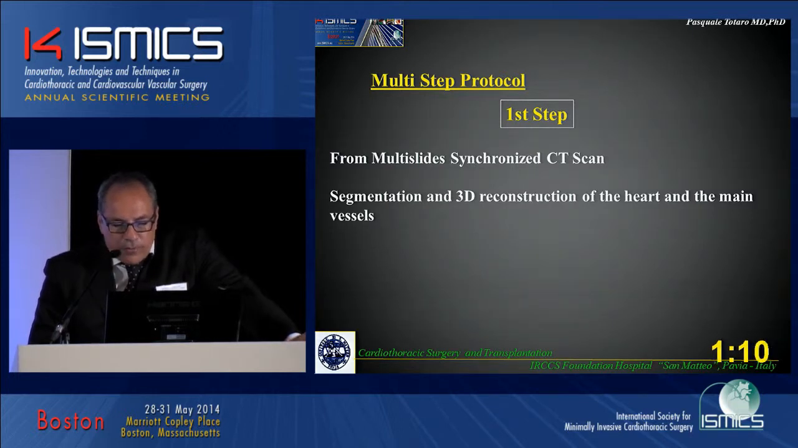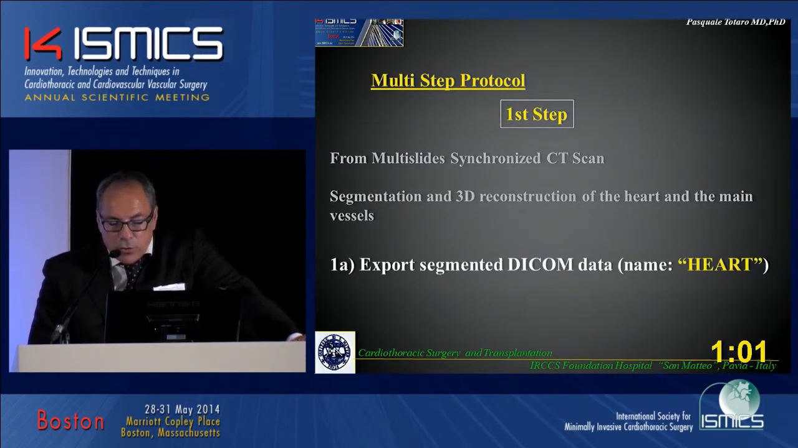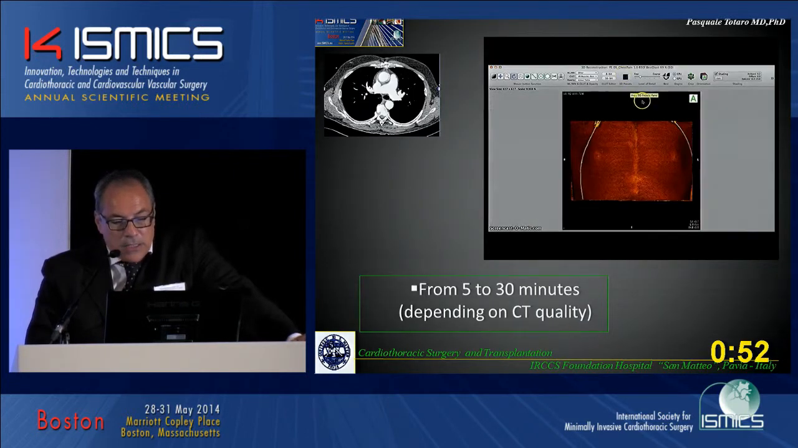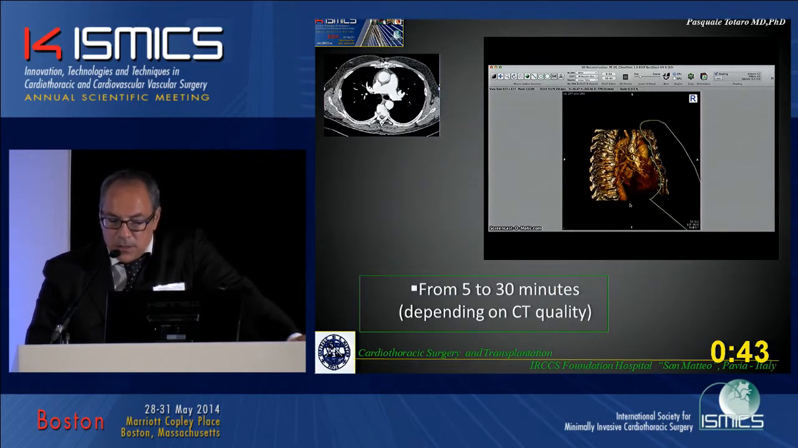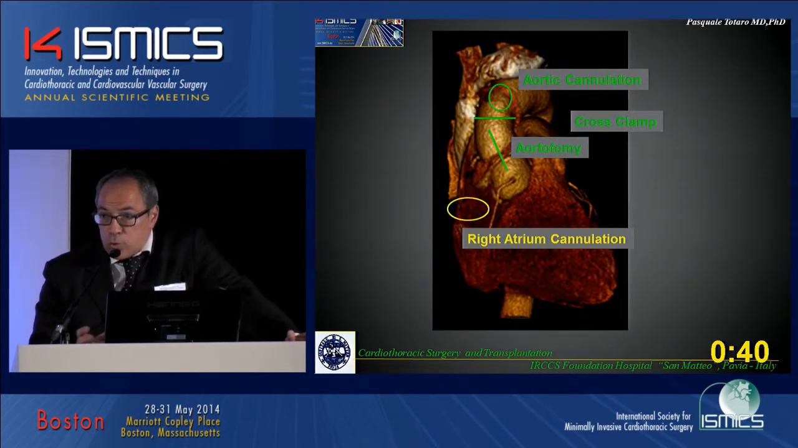It's a multi-step protocol. The first step is from a multi-slice synchronized CT scan. We had to obtain a segmentation and 3D reconstruction of the heart, and then we export this data as DICOM data, named heart. This is the part of segmentation of the heart. It can take from 5 to 30 minutes, depending on CT quality and, of course, on the experience of the surgeon who usually does this first part, and then he can allocate on the result of this imaging the surgical spots which are important for the procedure.